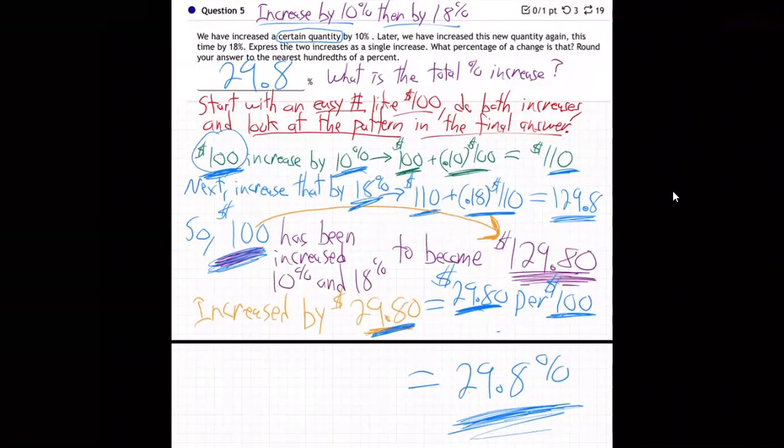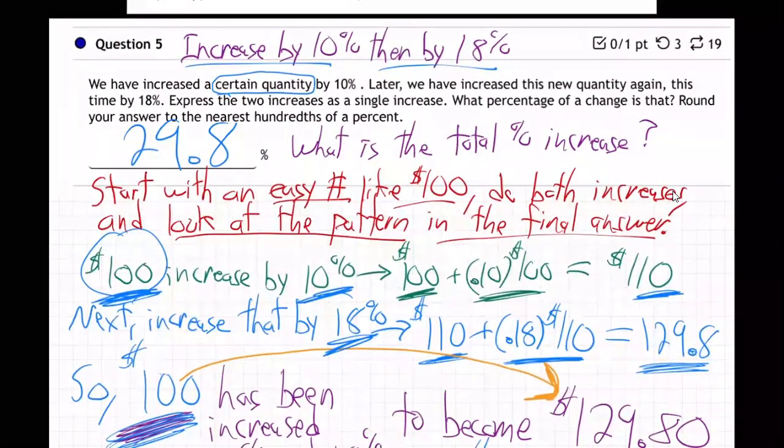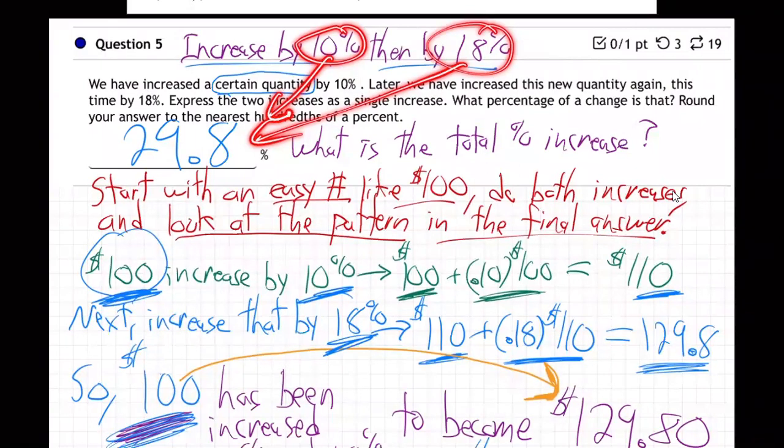29.8. Interesting to look at the final result, isn't it? What I mean is it came out more than if we just added them. If we just added 10 and 18, we would have got 28, wouldn't we? But this came out a little higher than that. It came out 29.8. So in other words, increasing by 10% and then by 18% is more than a 28% increase. 28 would not have been high enough. It's actually 29.8. Why? Because when you increase an increase, that has a growing effect. So that kind of makes sense, doesn't it?